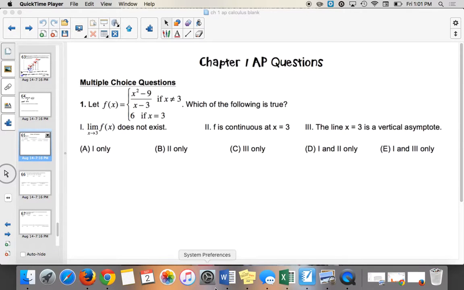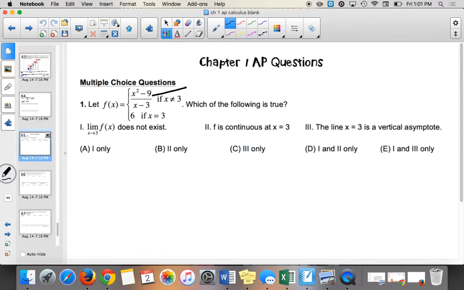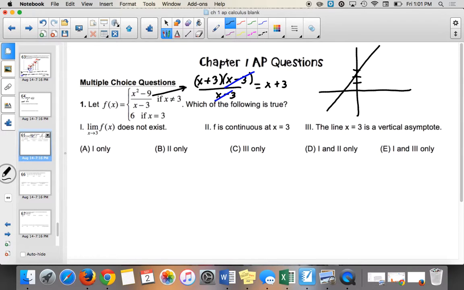AP question. So the very first one says, let f of x equal x squared minus 9 over x minus 3 if x is not equal to 3, and 6 if x is equal to 3. So basically, we want to look at this piecewise function and think about how it factors and what our graph looks like. So when I factor it, the x minus 3's cancel, and I get x plus 3. So this is the line y equals x plus 3, but there's a hole.